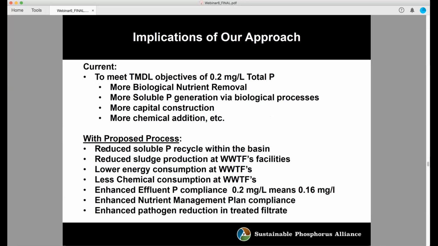The TMDL objective in Vermont is about 0.2 milligrams per liter, and we all know the advantages of meeting this TMDL or going beyond it. With our proposed process, it is possible to reduce the soluble P in our waste streams, and sludge production will also be reduced. Using this low amount of electrical field, we can keep the membrane clean while recovering highly concentrated, highly pure phosphorus from the waste streams. And pathogen control, all these are various possibilities that can come out of this project.